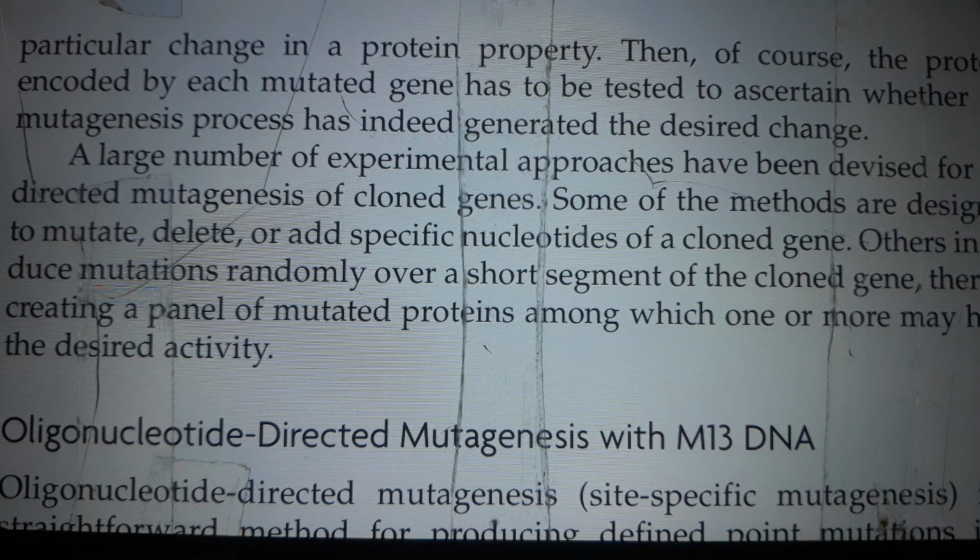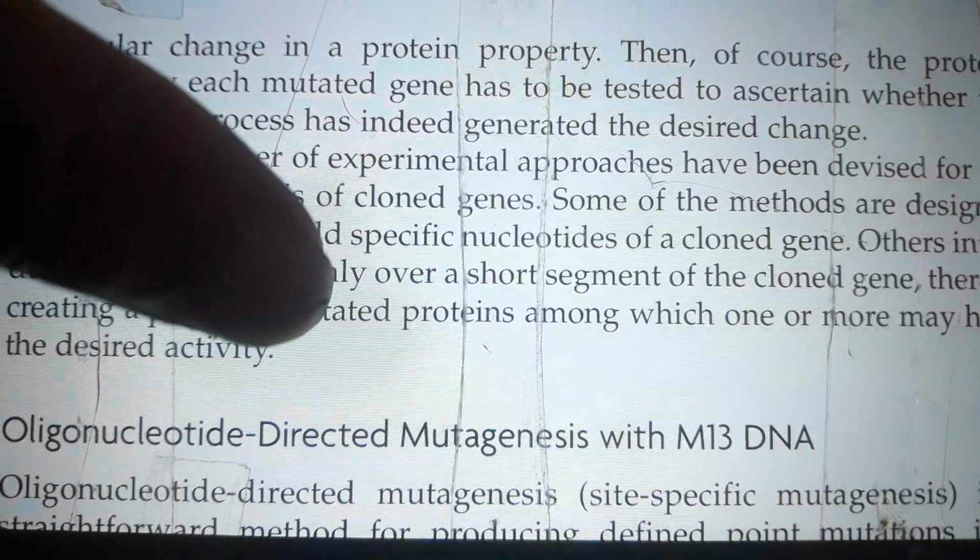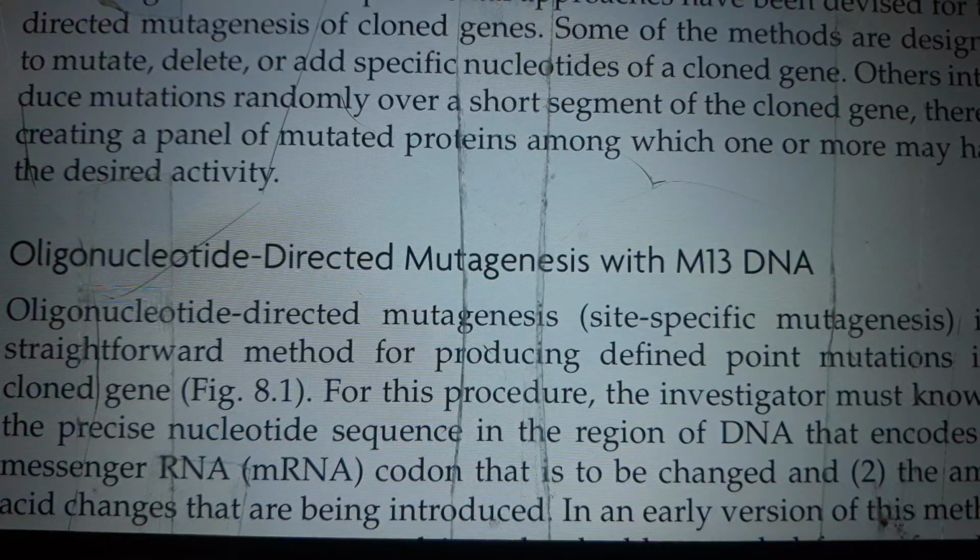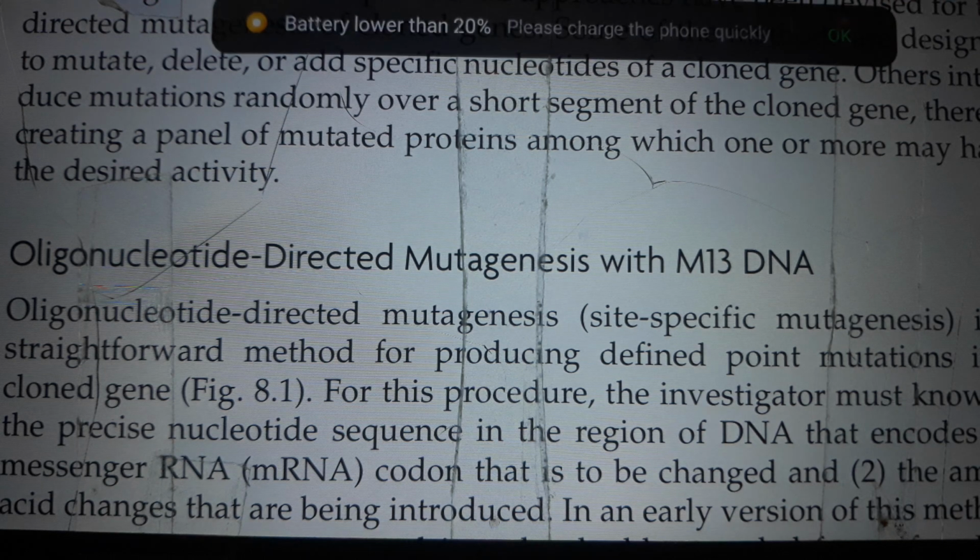Then, of course, the protein encoded by each mutated gene has to be tested to ascertain whether the mutagenesis process has indeed generated the desired change. A large number of experimental approaches have been devised for the directed mutagenesis of cloned genes. Some of the methods are designed to mutate, delete, or add specific nucleotides of a cloned gene. Others introduce mutations randomly over a short segment of the cloned gene.